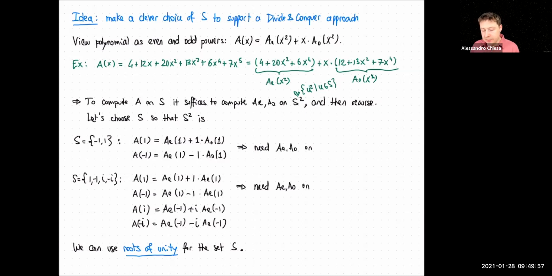And then I could recurse. Now, I do want to make progress, so I'm going to have to pick a set S such that when I consider the squares of all the elements in S, the size of S squared is smaller than S, ideally by a constant factor. For example, which size would be nice to shoot for? That S squared is what size relative to S?